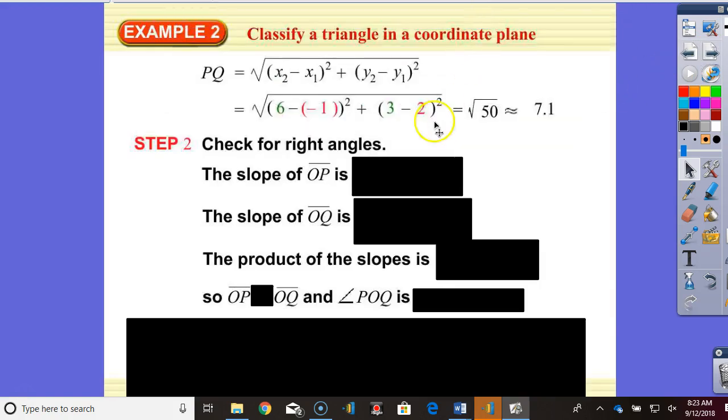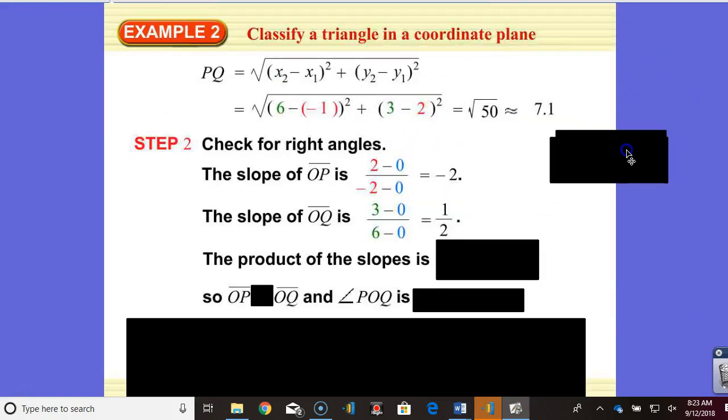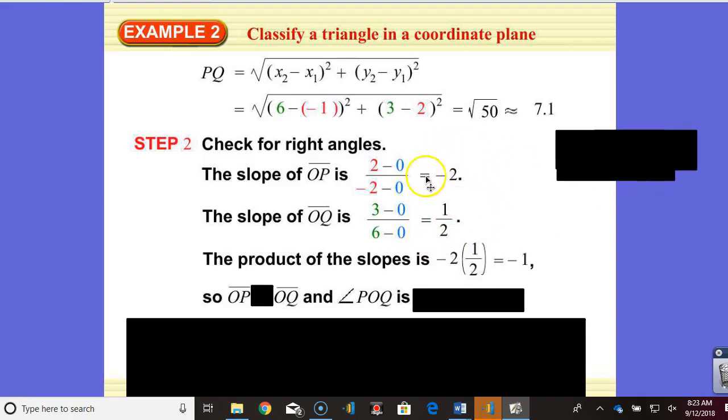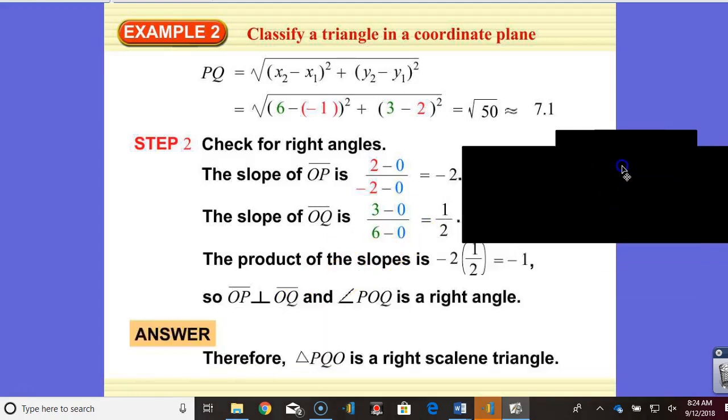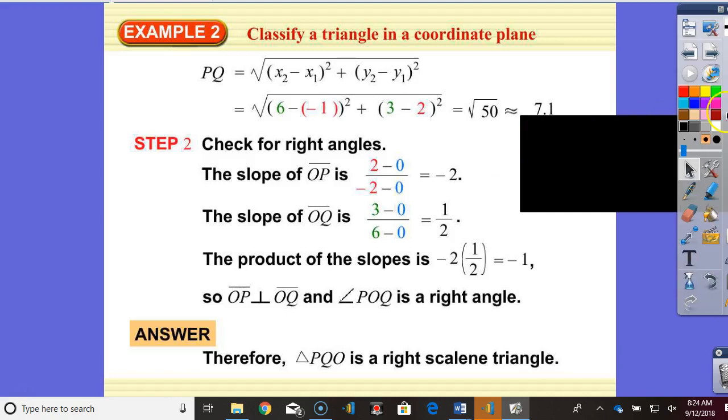All right, so they're still just solving this using the distance formula. They're doing those slopes. They're seeing that they have those negative reciprocal slopes. Therefore, they are perpendicular. So it is a right angle, making it a scalene right triangle.